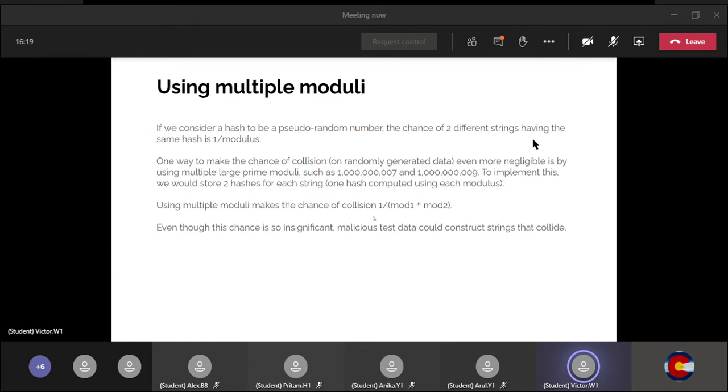One other way of making the chance of collision even smaller is using multiple moduli, which is just the plural of modulus. Two common moduli are 1,000,000,007 and 1,000,000,009, but really any large prime modulus is a good mod to use. Every time you compare two strings, you would check that both of their hashes for the respective mods are equal. Before, we had 1 over 1,000,000,000 as the chance. Now we have 1 over 10 to the 18th as the chance of collision. That reduced the chance by a lot more.